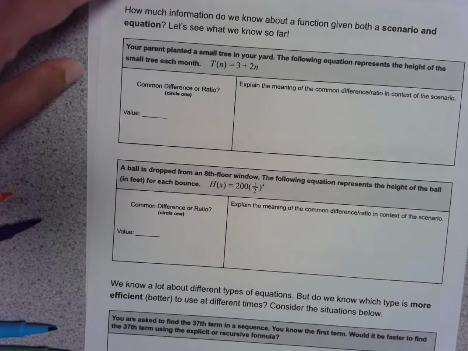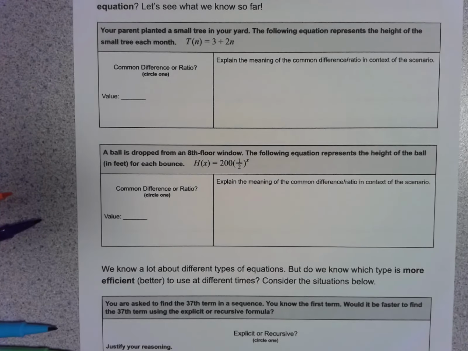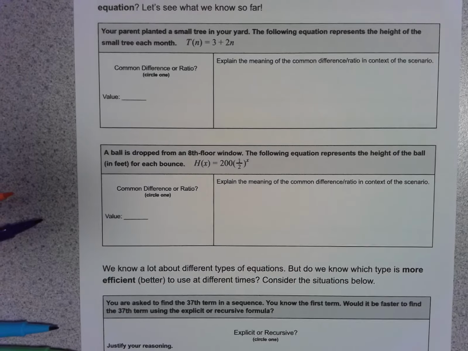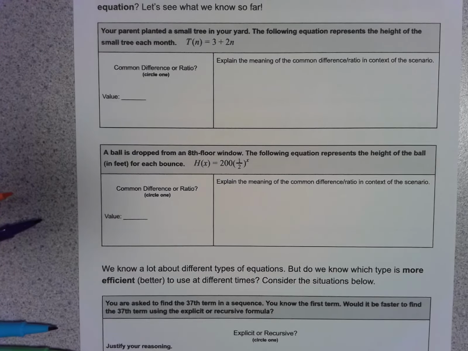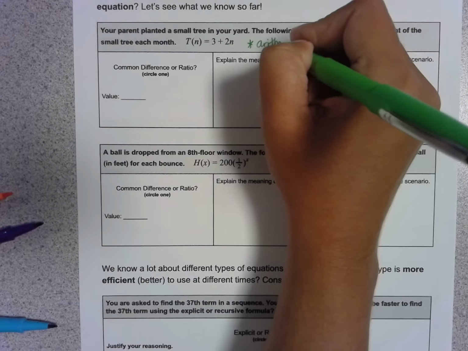All right, now this is where it's going to be a little different than what we did before. If we have a scenario and an equation, we're still going to need to be able to pick out the common difference or the common ratio and explain what it means in the context of the problem. So it says here, your parent planted a small tree in your yard. The following equation represents the height of the small tree each month. It says T of n is equal to 3 plus 2n. Now, this equation does not have an exponent. So based on that information, I'm going to say that this is an arithmetic sequence.